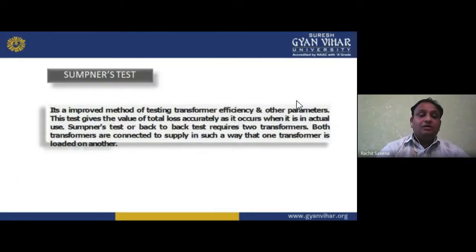Now, the Sumpner test. It is an improved method of testing transformer efficiency and other parameters. This test gives the value of total loss accurately, as it occurs in actual use. The Sumpner test, or back-to-back test, requires two transformers. Both transformers are connected to the supply in such a way that one transformer is loaded on the other.